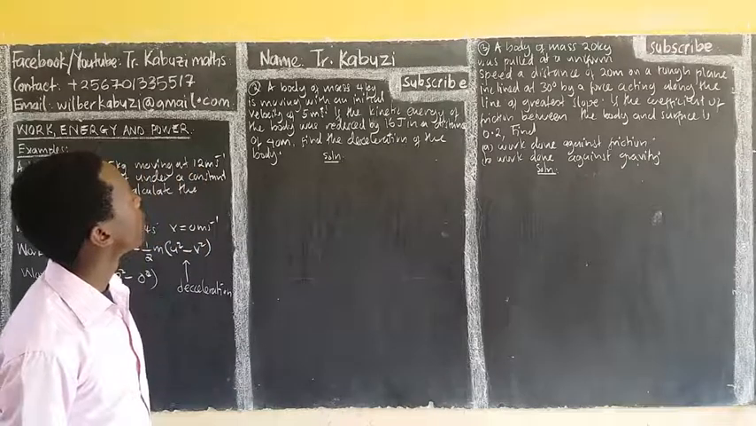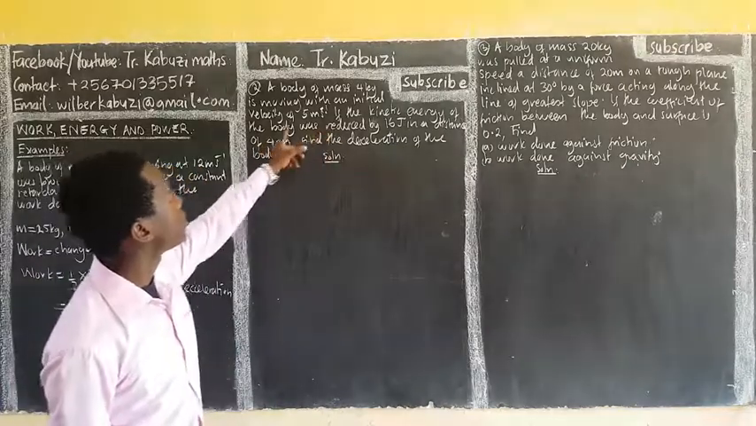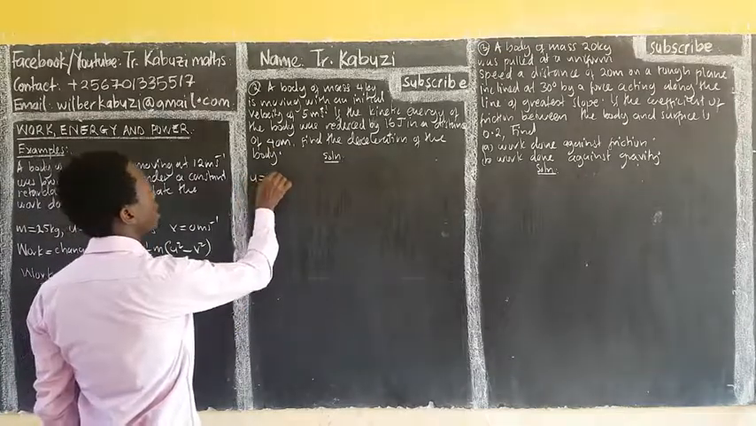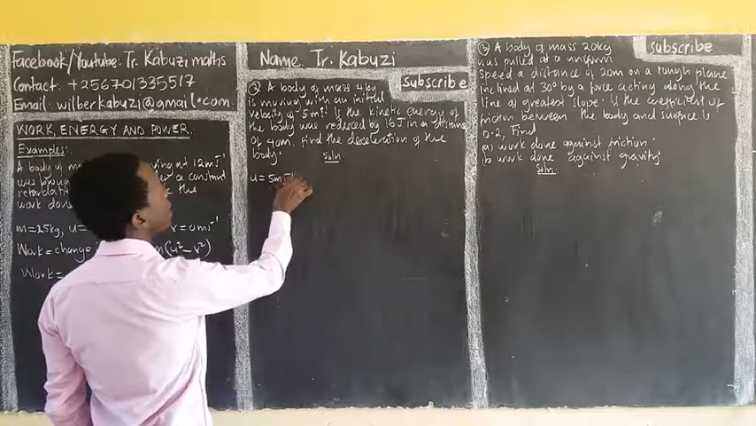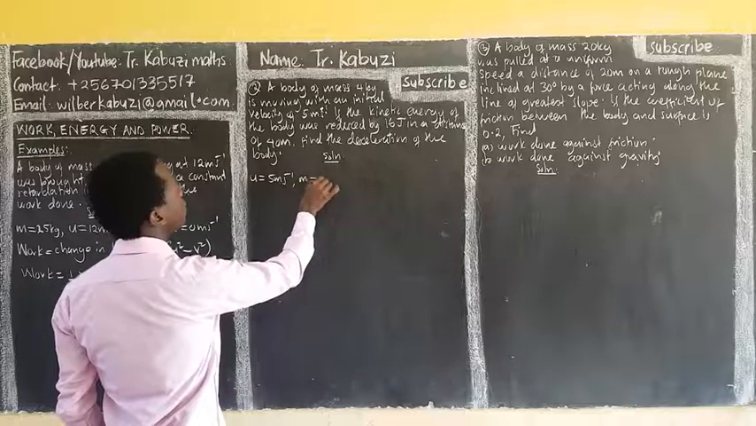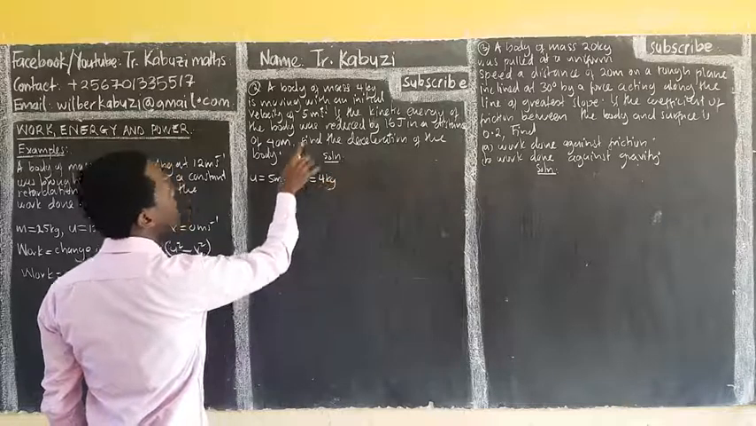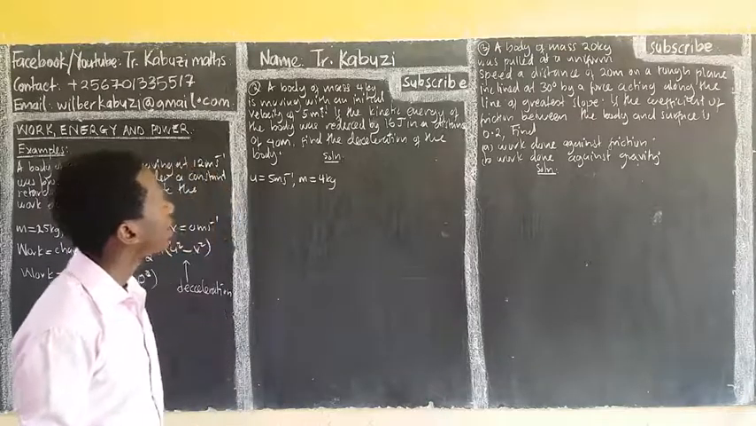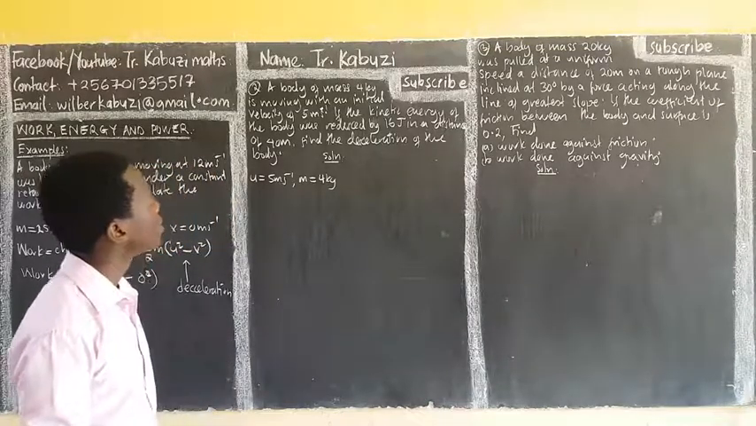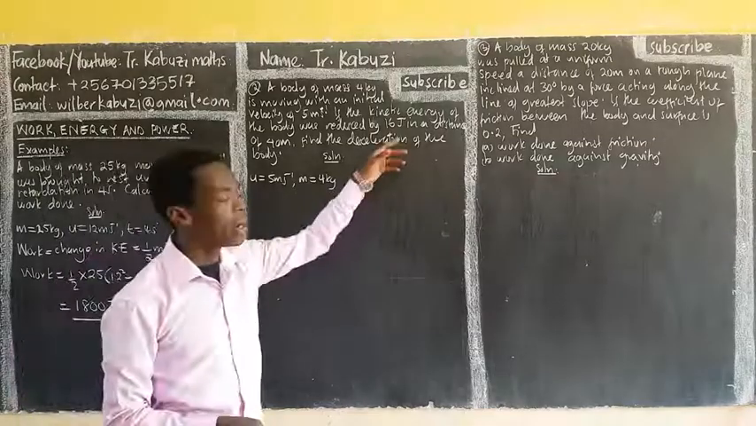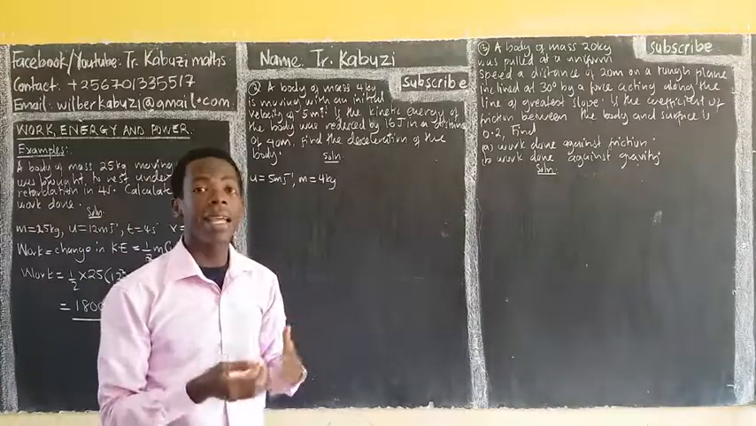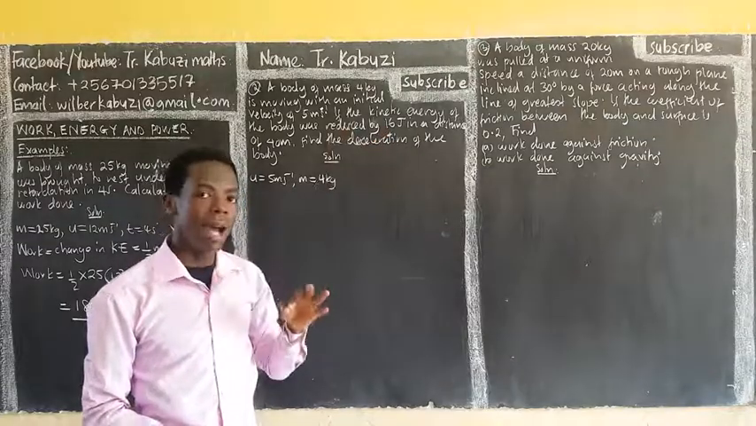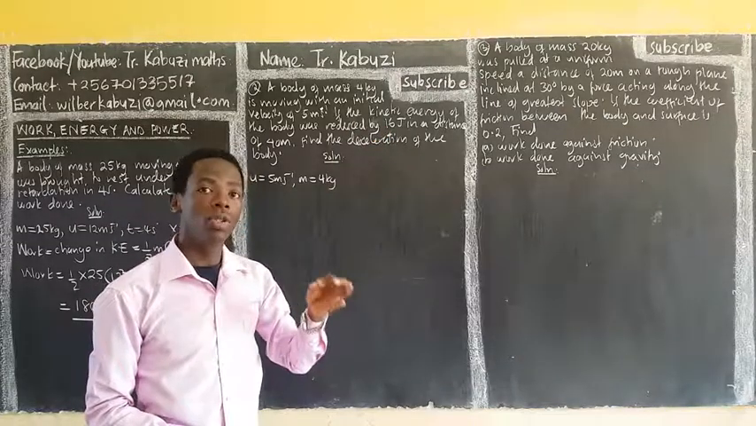A body of mass 4 kilograms is moving with an initial velocity of 5 meters per second. So our u is 5 meters per second. The mass is 4 kilograms. Full stop. The kinetic energy of the body was reduced by... So here, whenever they say reduced by, it means that they are giving you the change. So this is the change in the kinetic energy.